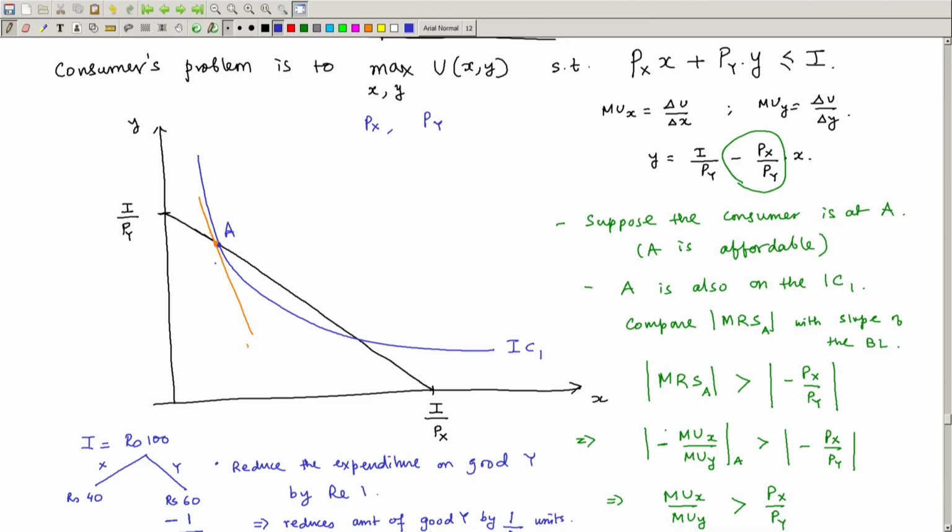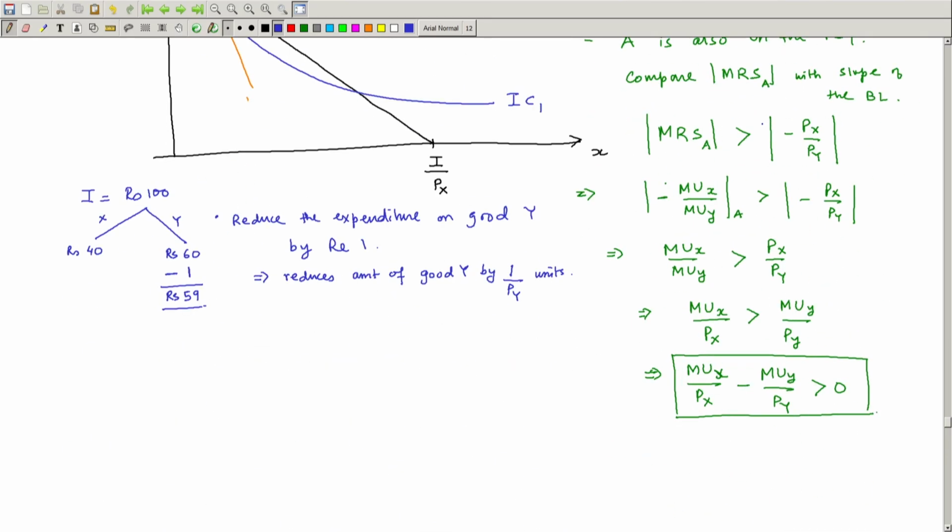That's going to decrease your utility, right? So you are going to come to a lower point, and how much the utility is going to decrease can be obtained by the MUy. So this reduction in the amount of good by 1 rupee, let me also write it here, MUy is delta U upon delta Y.